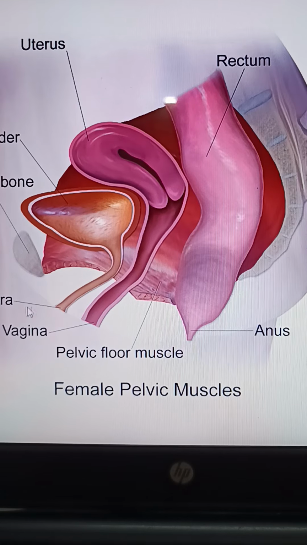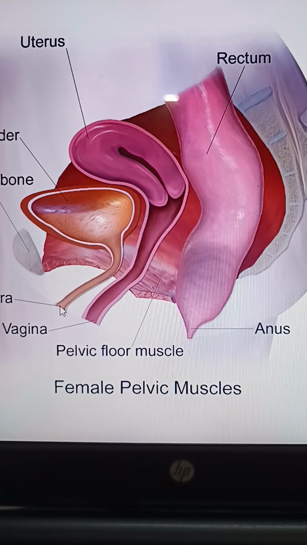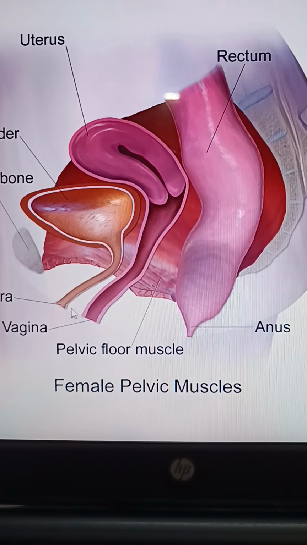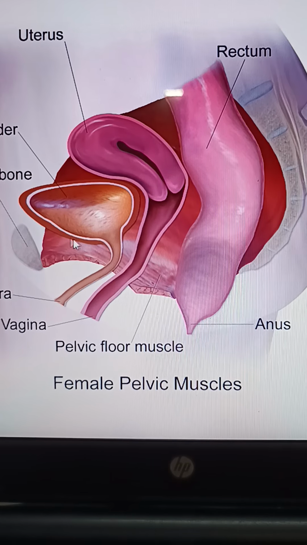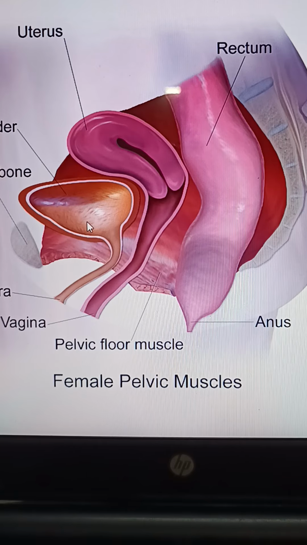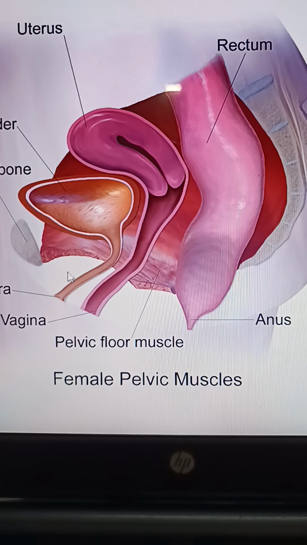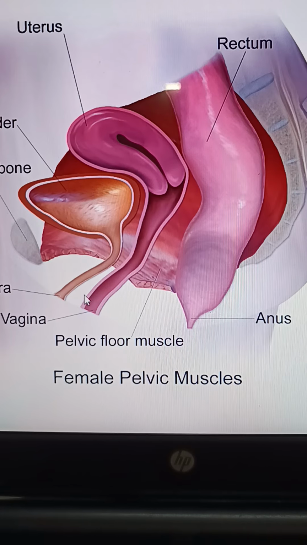So if you track those openings, the opening in front of a female pelvis, the front opening is the urethra, followed by the vagina and followed by the anus. So if you track the urethra up, you are definitely going to reach the urinary bladder. So the urinary bladder is the organ in front, which opens out through the urethra.